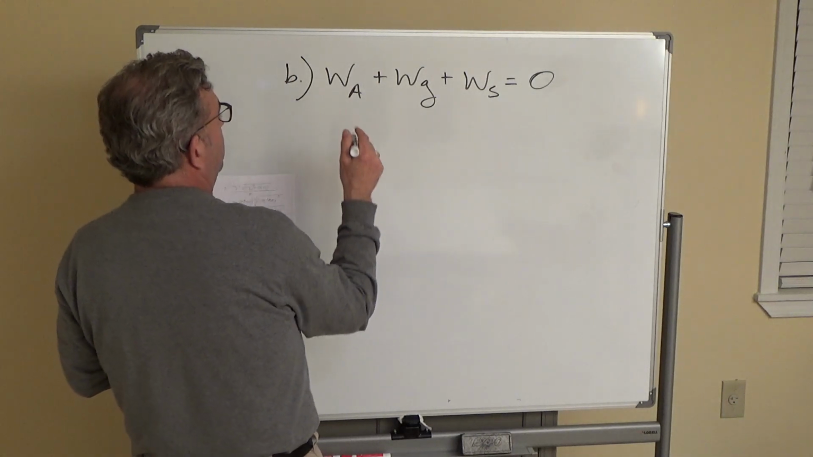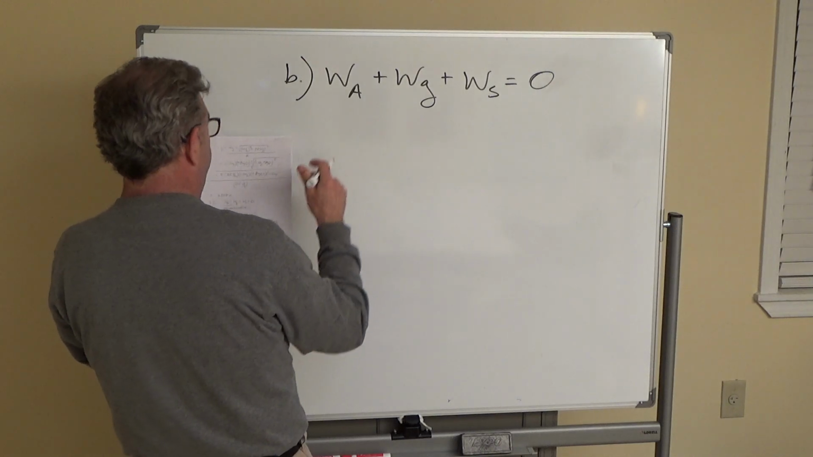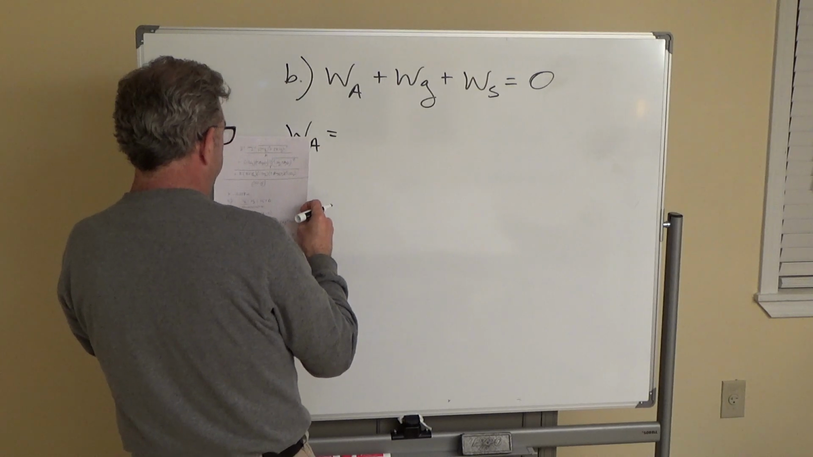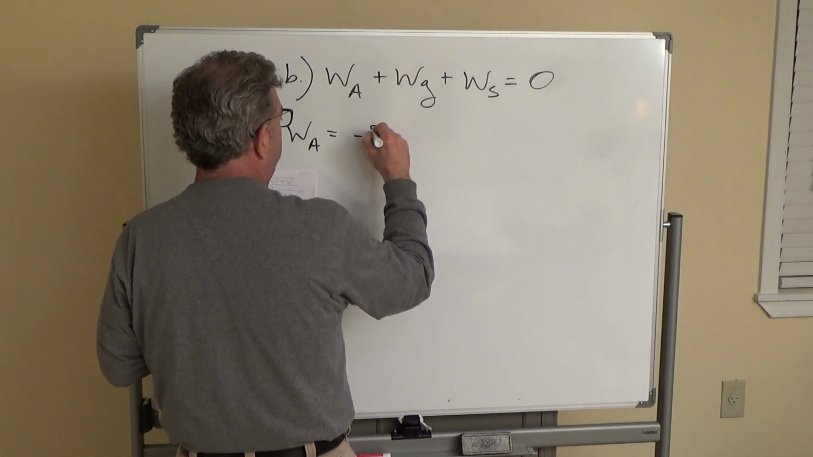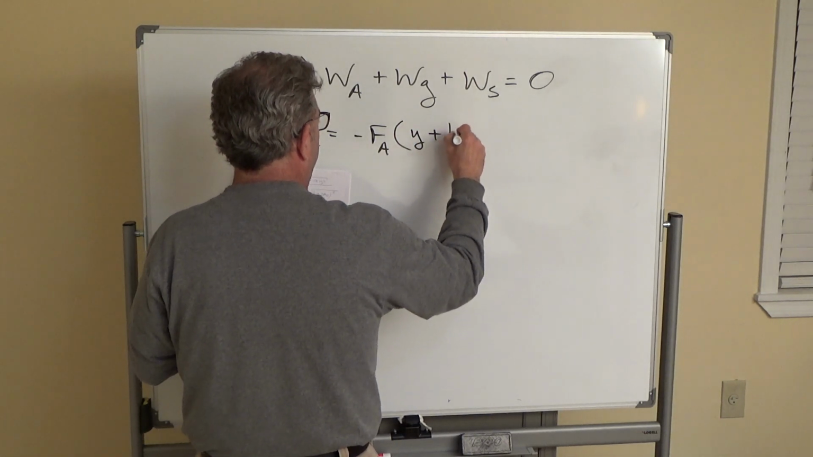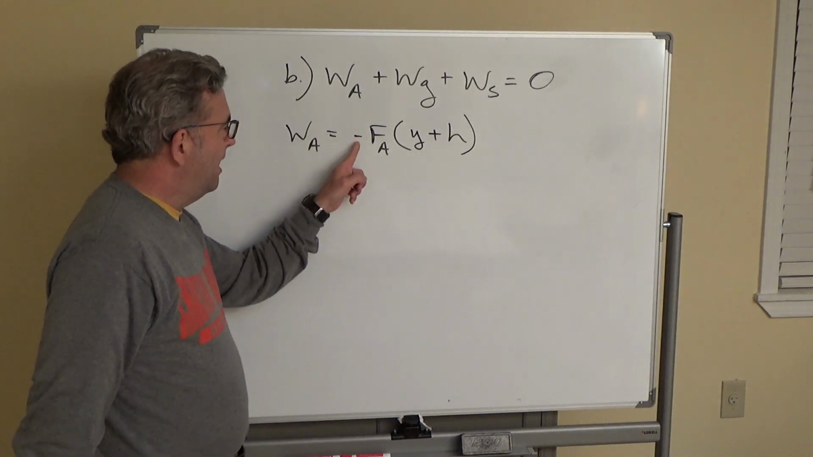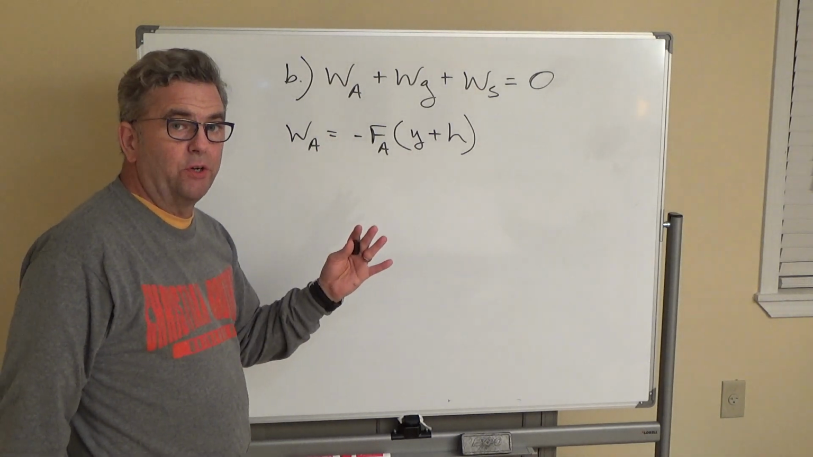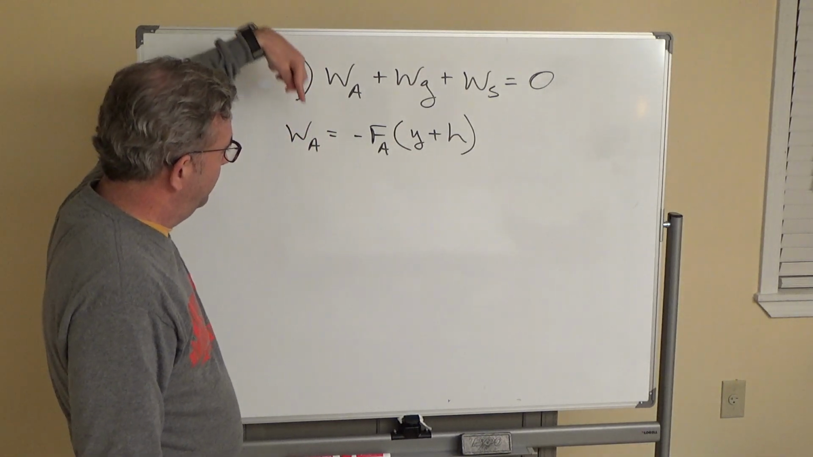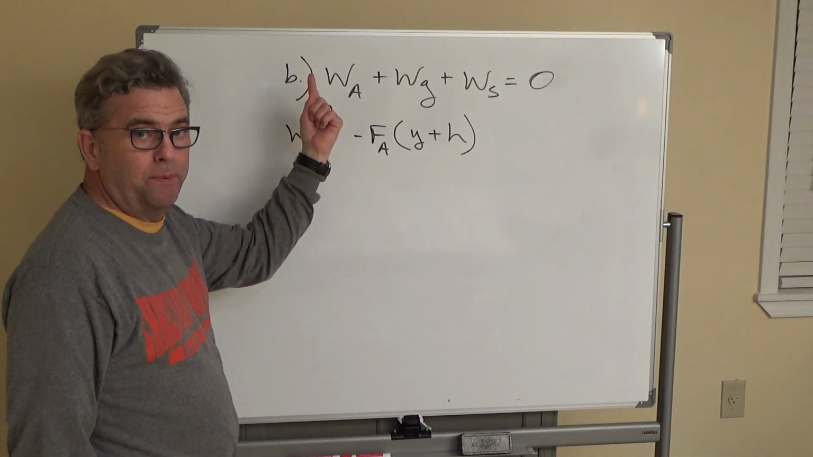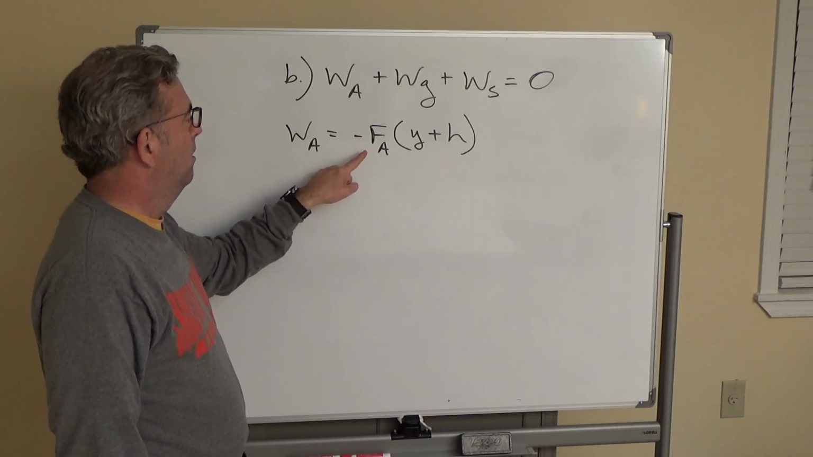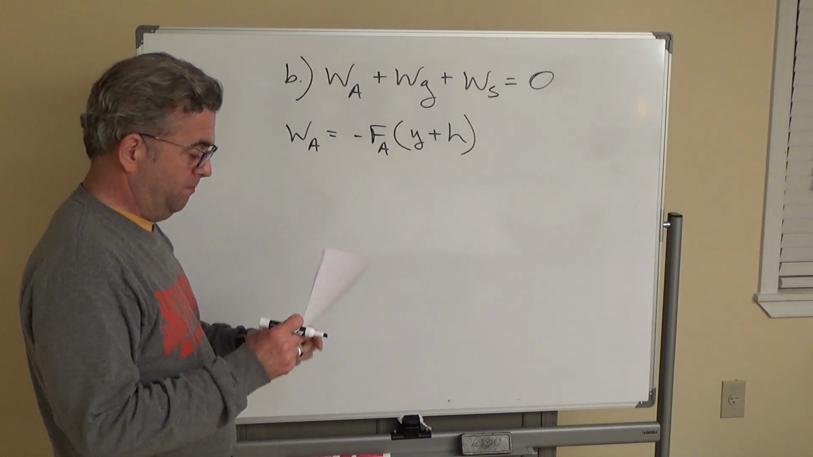So we have the work done by the air drag is equal to minus Fa(y plus h). Why is that negative? This is a non-conservative force. It's slowing it down the entire way. The displacement is down, that force is up. Okay, so you get a negative here. You get a negative amount of work from this drag force. Okay?